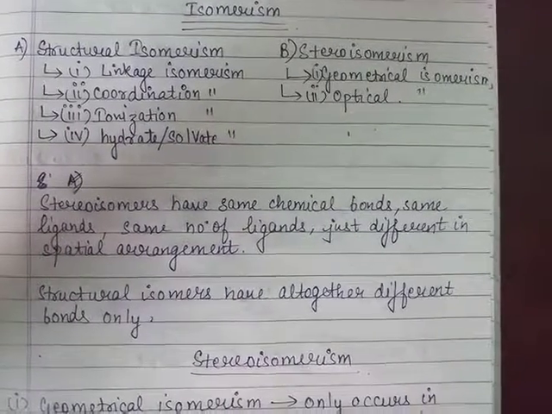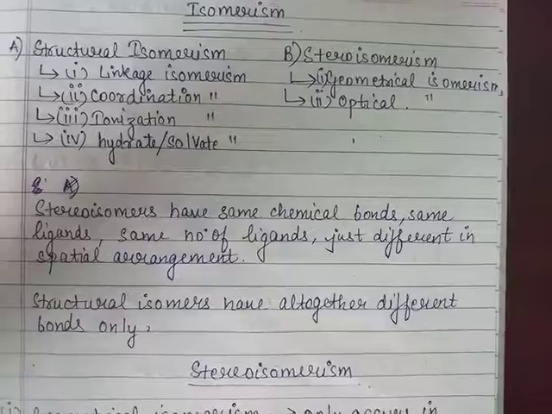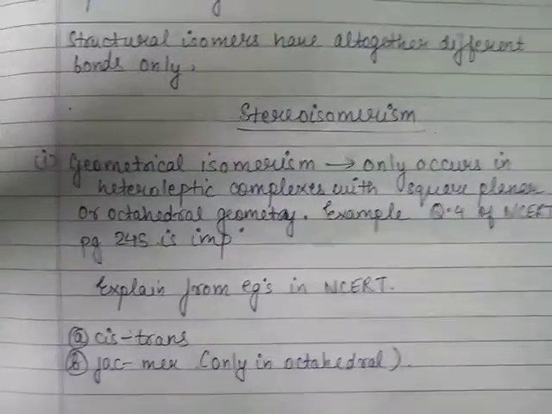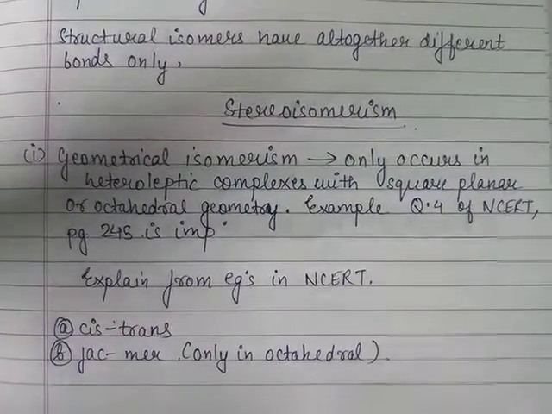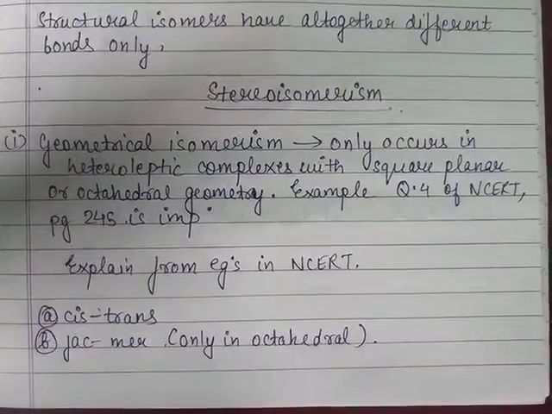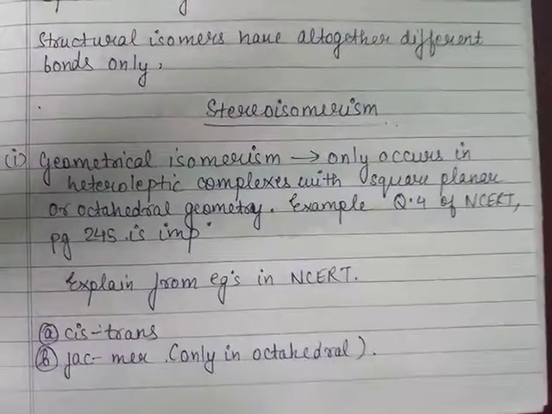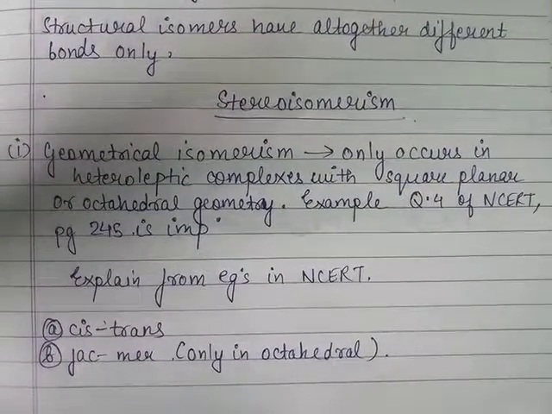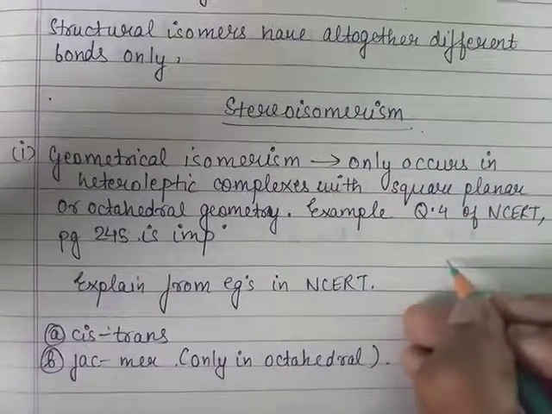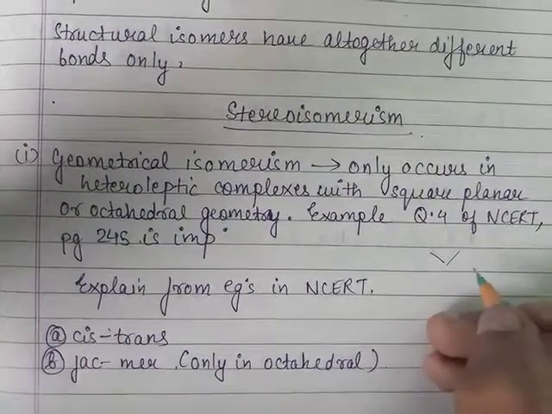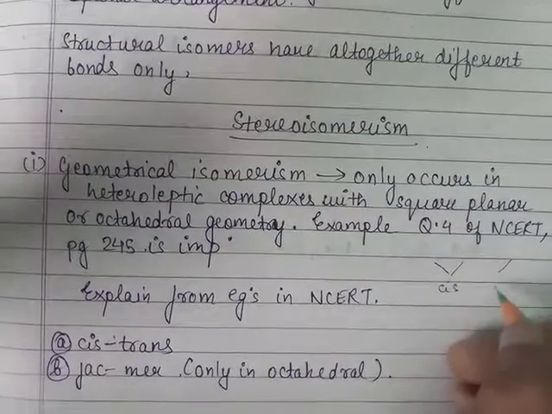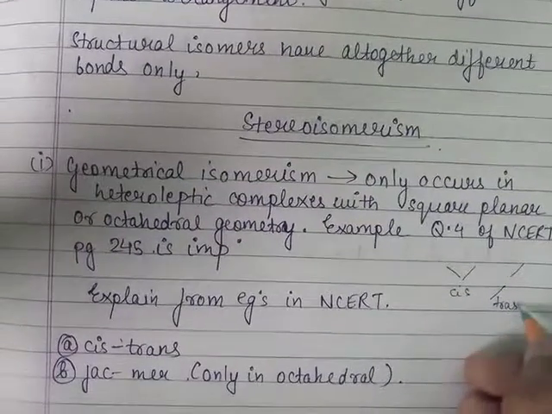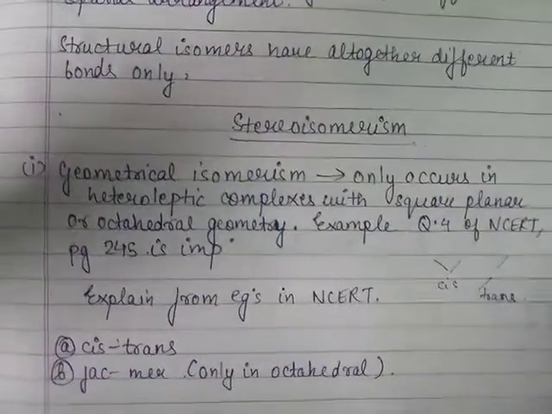NCERT से ही ज़्यादातर क्वेश्चन आ जाता है repeat. So what is stereoisomerism? We know that. Now what is geometrical isomerism? The first important point is that geometrical isomers are of the type we have studied, cis and trans. In cis and trans, when two same ligands are on the same side, it is called cis; if the same ligands are on the opposite side, it is called trans.